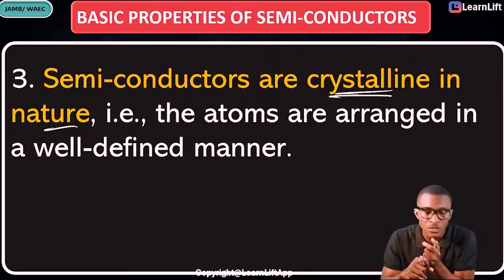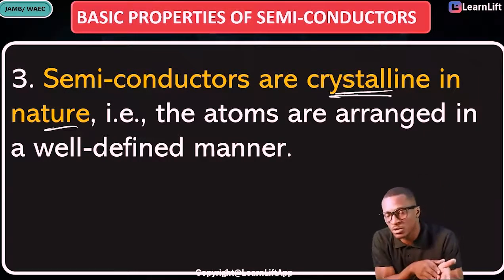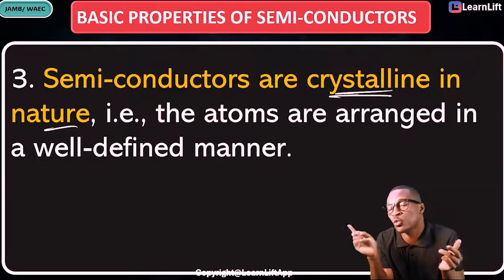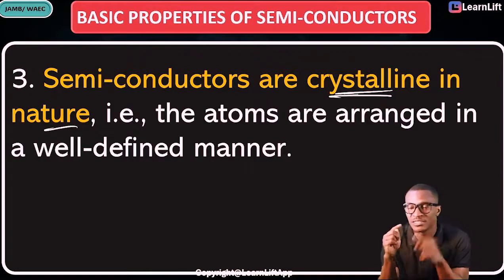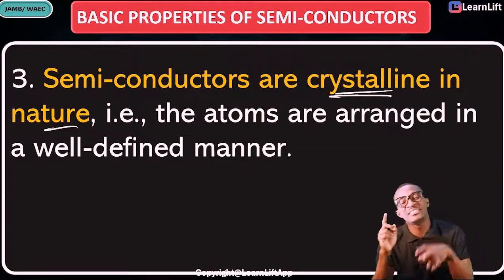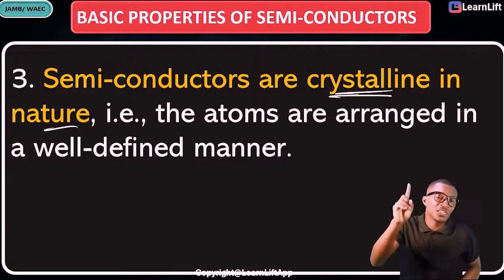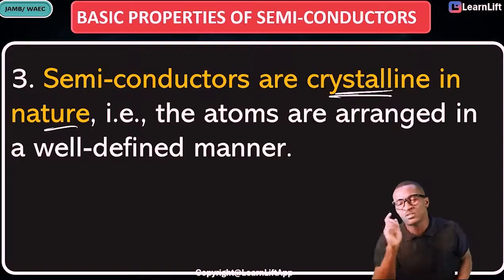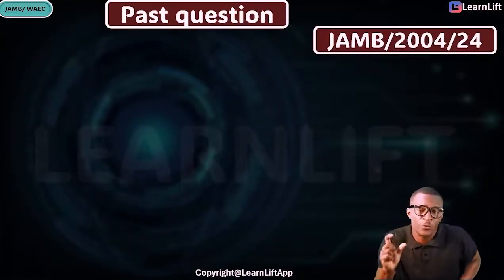Number 1, we said that their resistivity is less than that of insulators, but greater than that of conductors, right? Number 2, they have a negative temperature coefficient. That means a decrease in resistance causes an increase in temperature, or as the temperature increases, their resistivity decreases. Do you understand? Now let's see a past question, JAMB 2004 question 24.